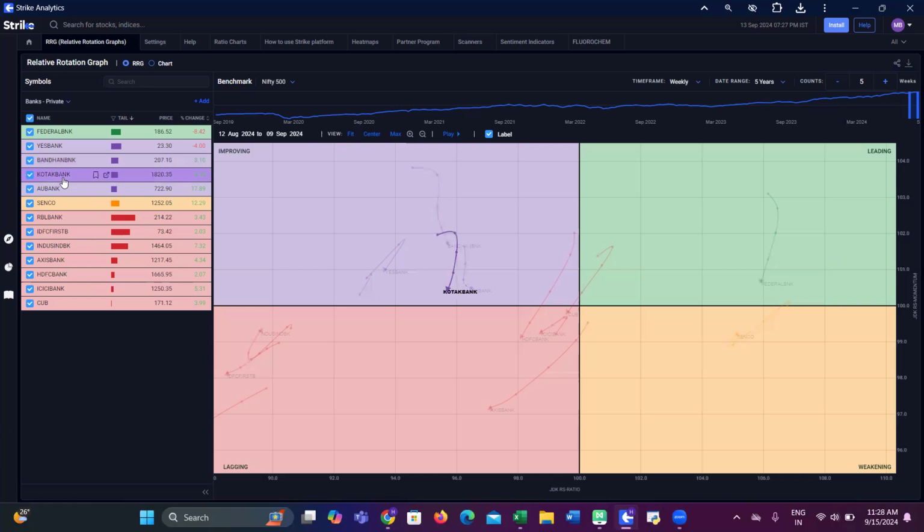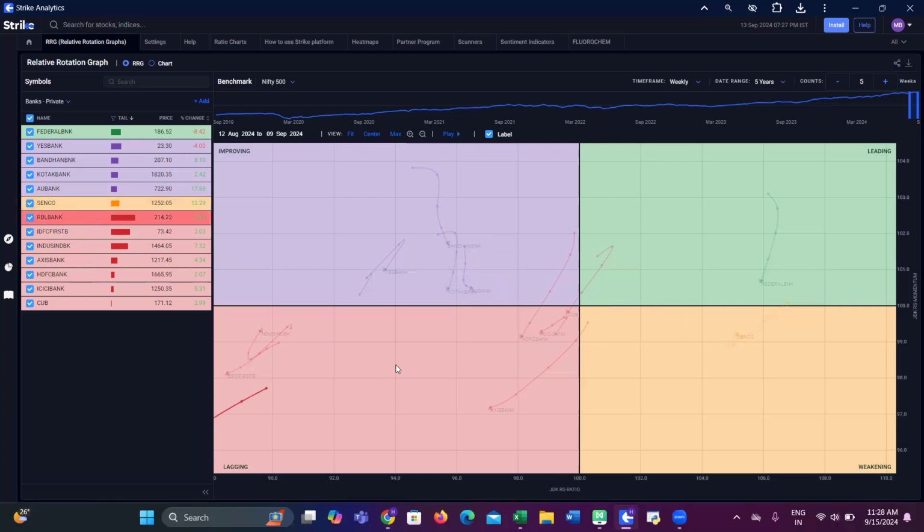Kotak, a significant reduction in the RS momentum, but it still isn't improving. Yes, there is a slight increase in the RS ratio, but the reduction of RS momentum has decreased. So it's very interesting to see if it gets into leading. Senko, oh, I think I've had it for my view. So you can ignore that.